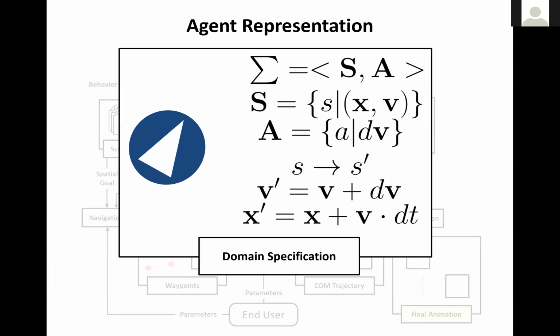So for example, if one of our applications requires the simulation of hundreds and thousands of these interacting agents for the purpose of modeling crowds, it is imperative for these agents to be represented in the most compact yet efficient way possible. So on this slide, what you can see is an extremely compact representation of the agent, which includes its state space, S, and its action space, A.